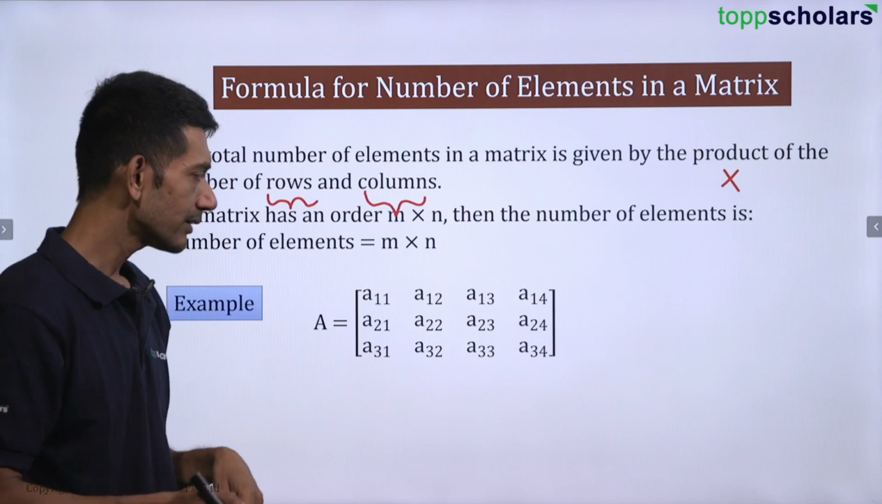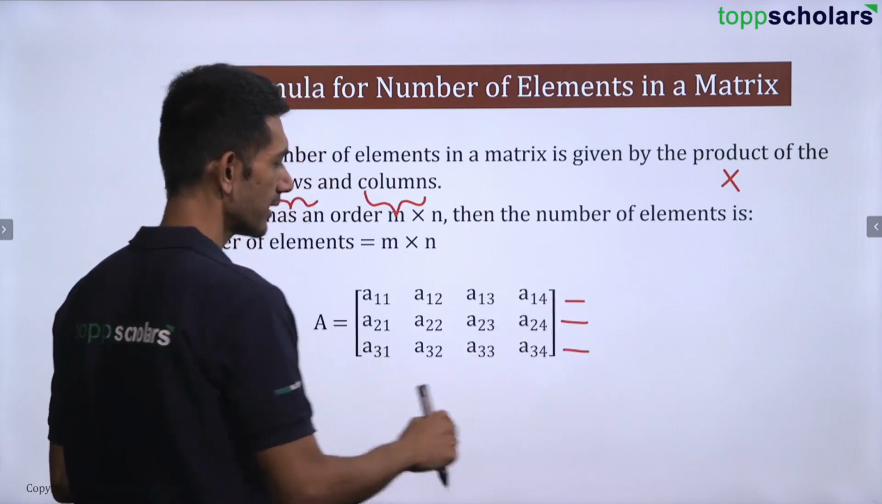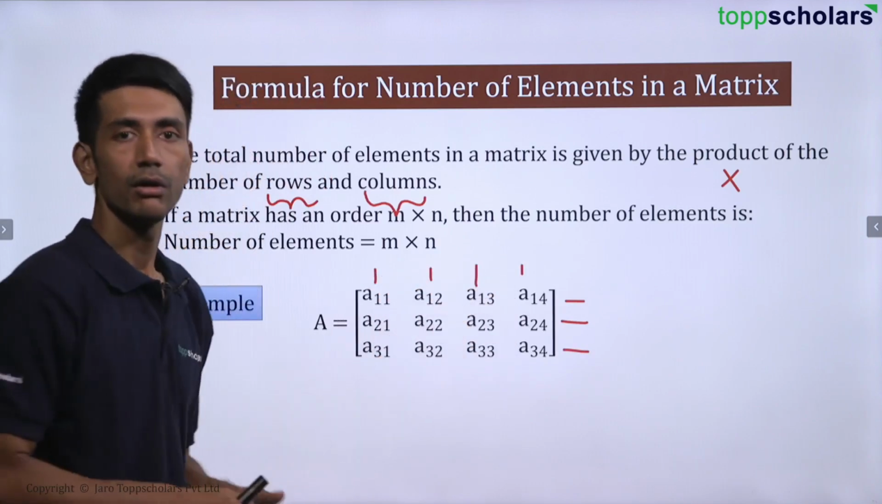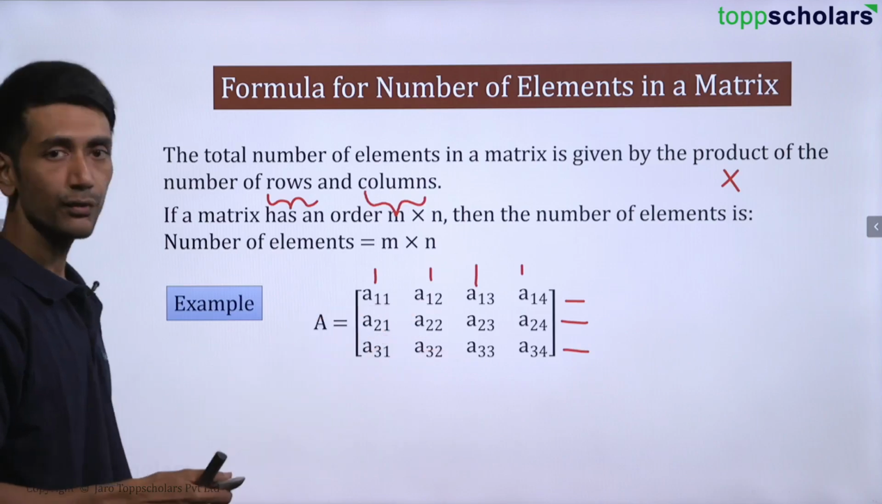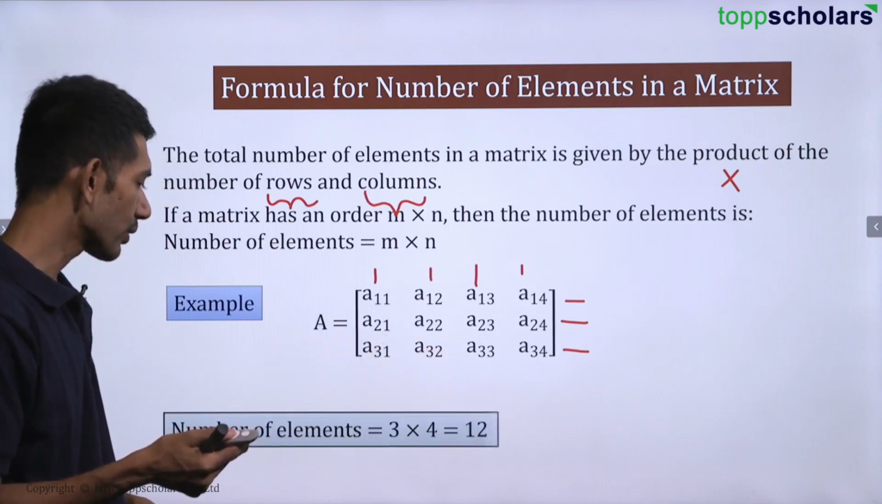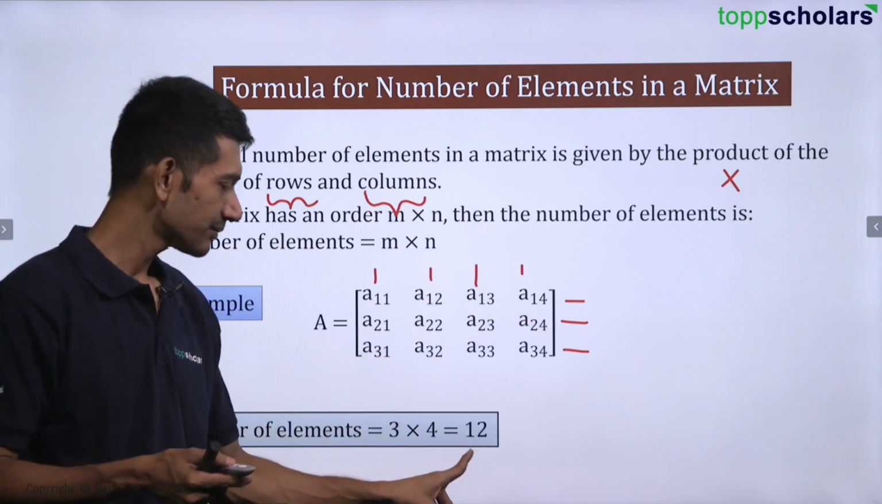How many rows are there? Can I say there are 3 rows, R1, R2, R3. How many columns are there? 1, 2, 3, 4. 4 columns, right? So 3 rows, 4 columns. Then tell me how many elements are there in total. The number of elements will be 3 multiplied by 4, that is 12.